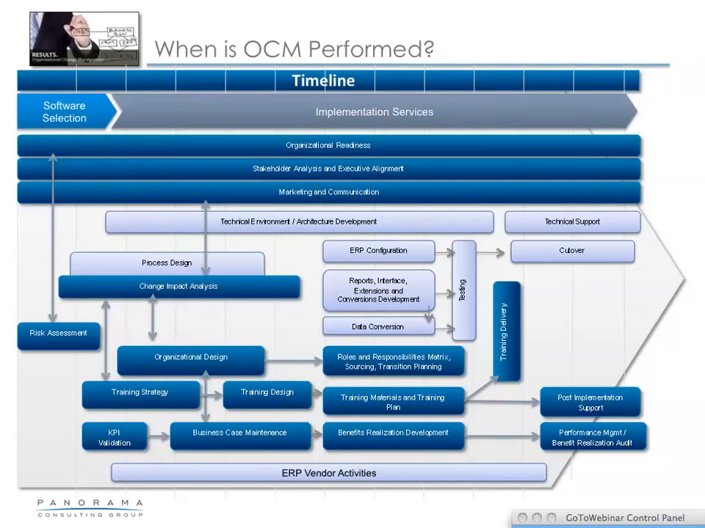Okay, again, here's the eye chart, and so we really want to emphasize here exactly when OCM is performed. And you can see the dark blue lines start at the very beginning of a project, right at software selection. And you can see the 3 lines that go all the way through the project, and they are organizational readiness, stakeholder analysis, and of course marketing and communications.